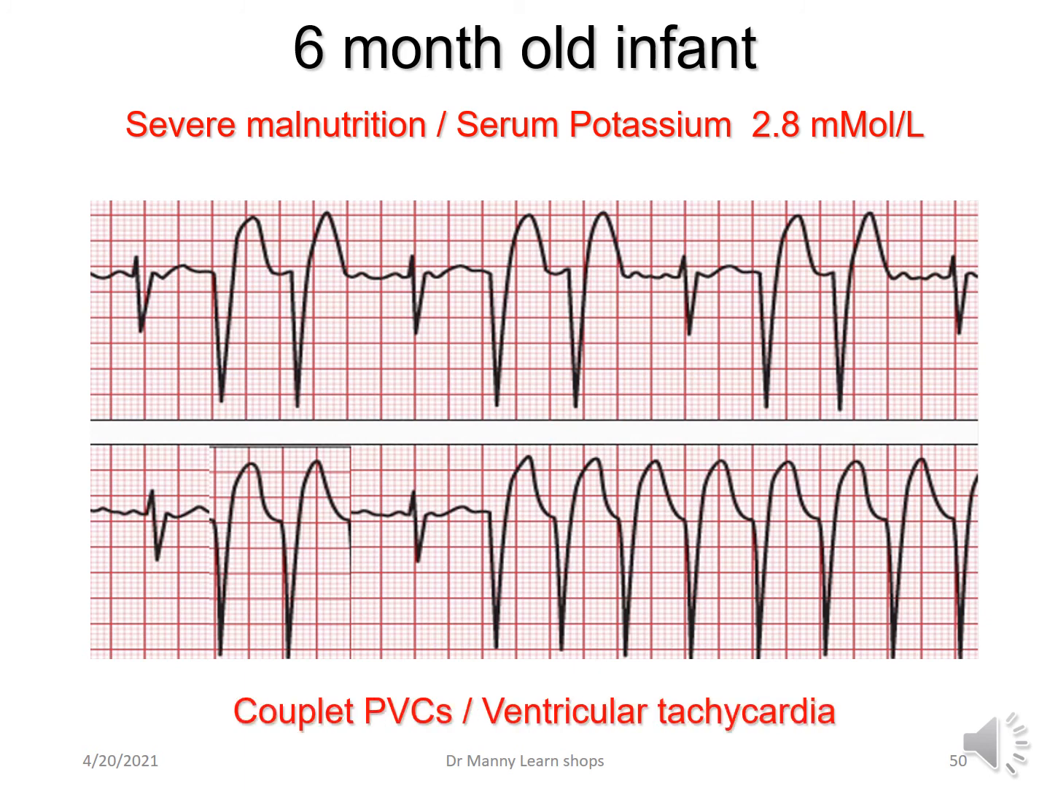Well, what you see are couplet PVCs that have evolved, with R-on-T phenomenon, into ventricular tachycardia. Couplet PVCs which have evolved into ventricular tachycardia because of hypokalemia.